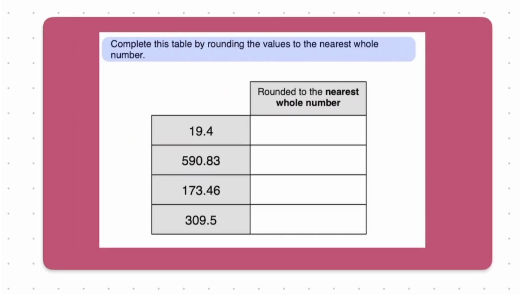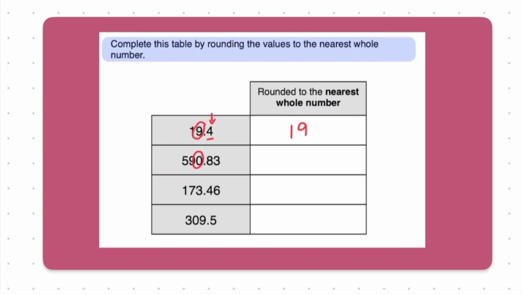Next question. Complete this table by rounding the values to the nearest whole number. So we've got 19.4. Rounding it to the nearest number, circle our 1, underline our 4. That's telling us to go down. Our options could be 19 or 20, and as we know, 0.4 is closer to 19. So our whole number is 19.